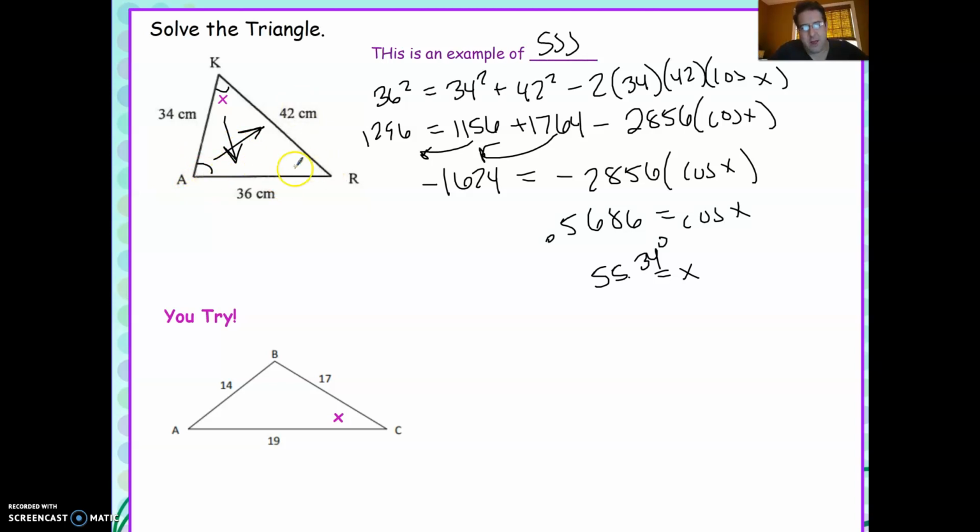And then once I know angle A, I would find angle R just by subtracting 180 minus this and minus this. That was if I was being asked to find all of the information. That's how I would go about doing it.